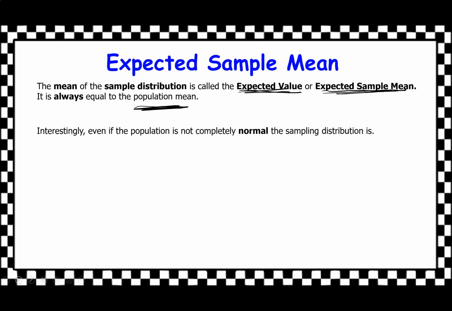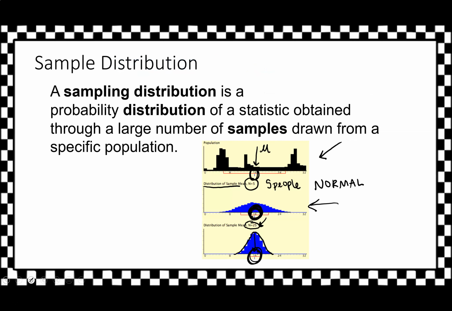And I mentioned this before, but I think it's really interesting to mention again that even if the population is not normal, the sampling distribution is. When everyone comes back and reports their means from their sampling, the results are normal, right? Crazy. This is a normal distribution right here.